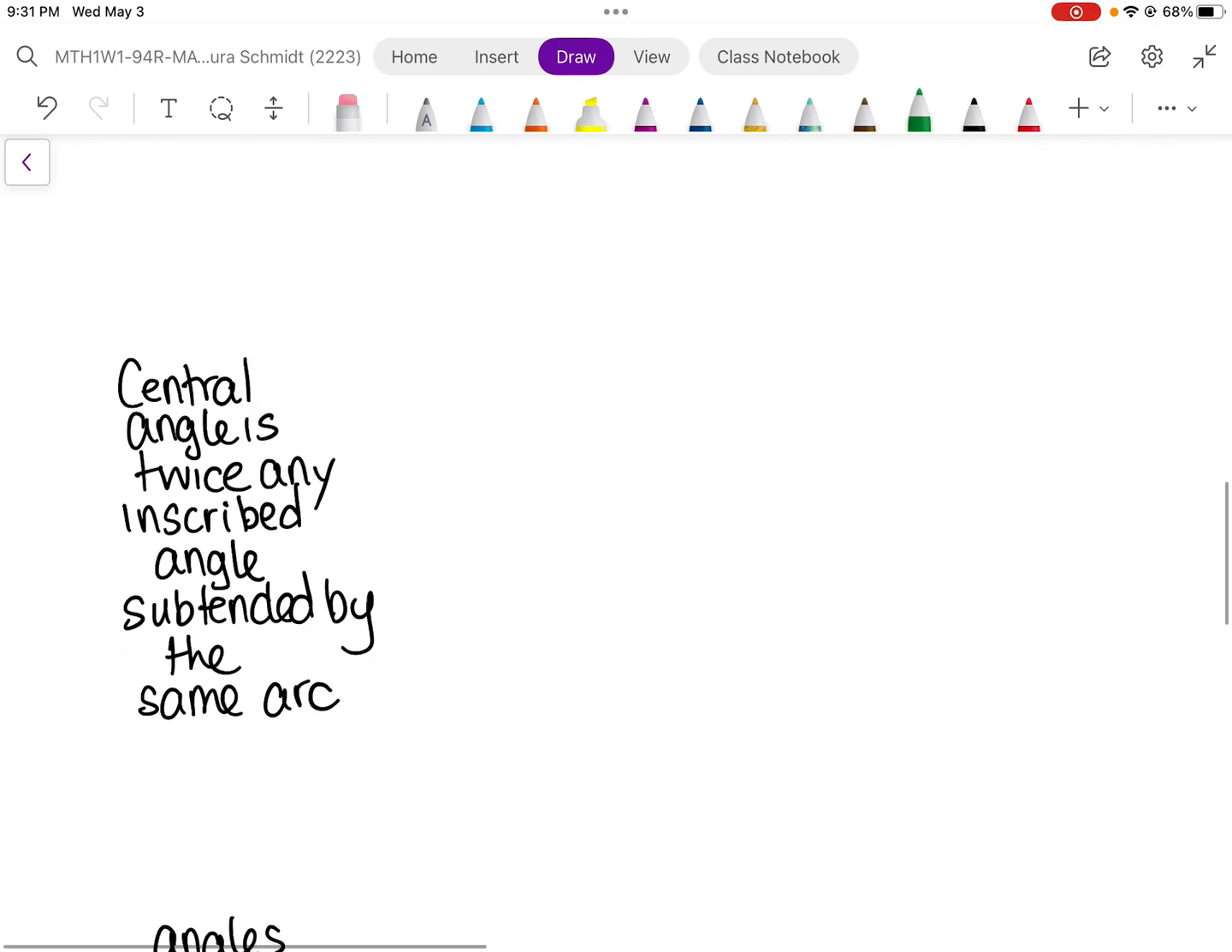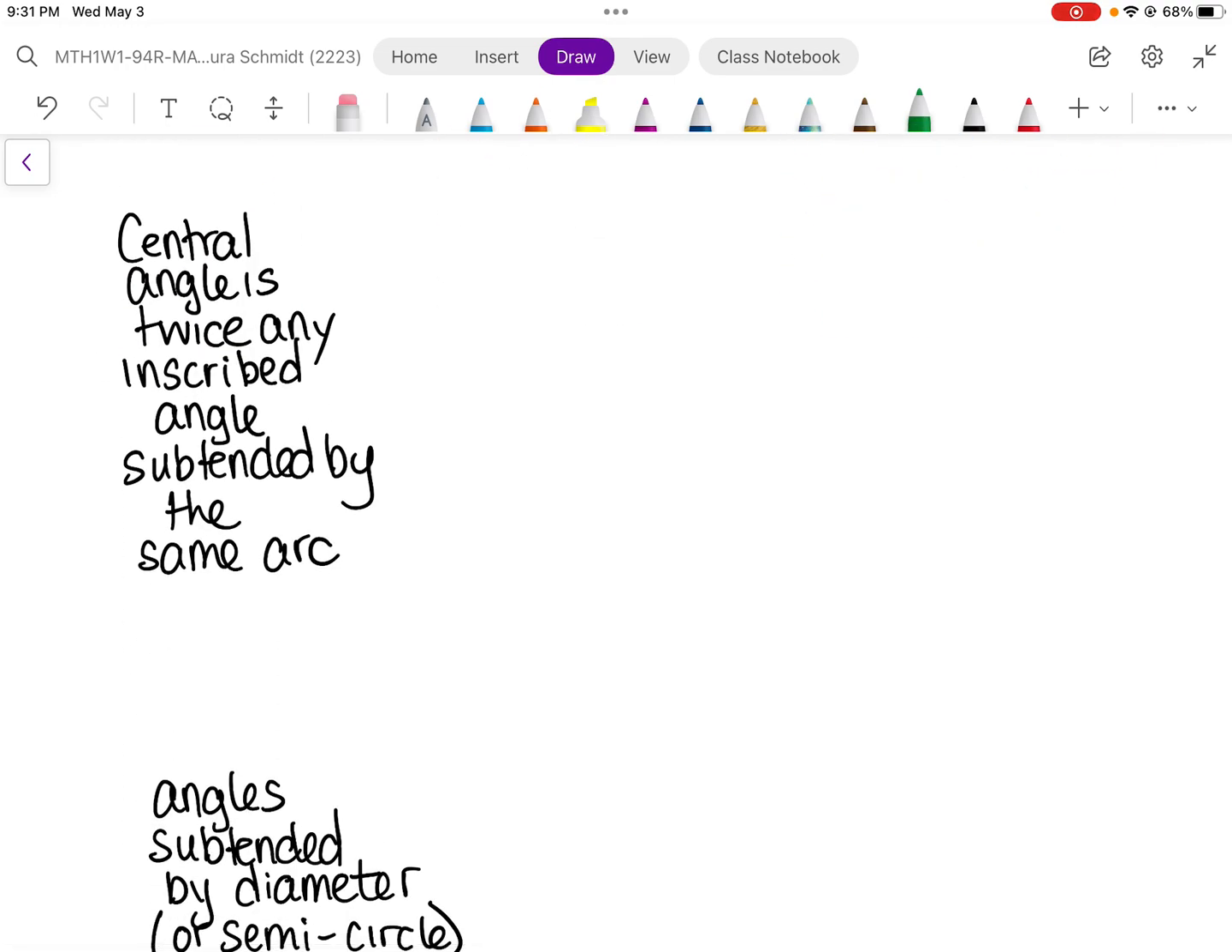Next one, the central angle. The central angle is twice any inscribed angle subtended by the same arc. So what that means is, let's draw a circle.